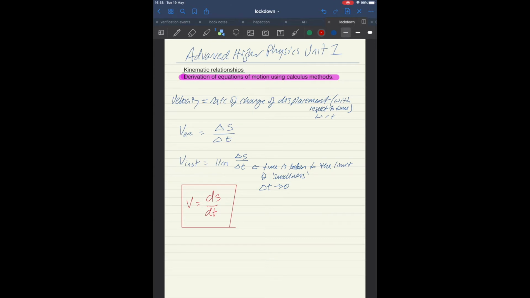Done. Okay? Now, you can do the same thing with acceleration. So acceleration, let's change colour again. Oh, hang on, I'm in the wrong setting, give me a moment. Get the pen.